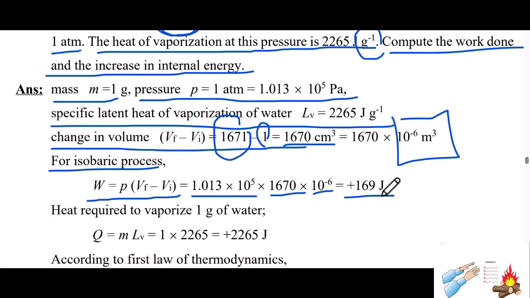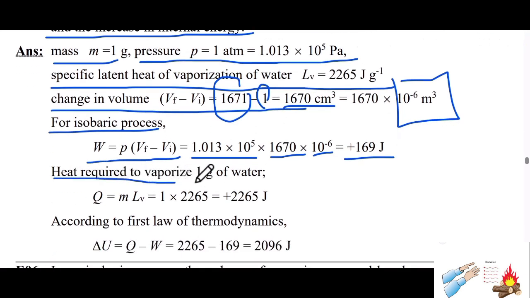Work done by the system on the surroundings is the work required to vaporize 1 gallon of water. Heat absorbed by the system is positive, and work done by the system is positive.